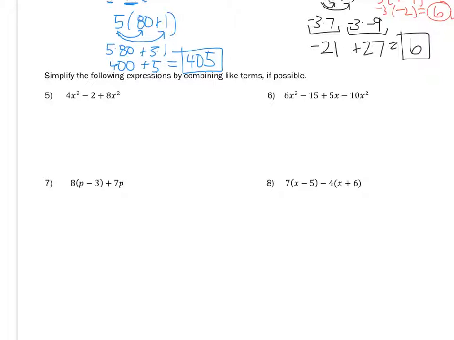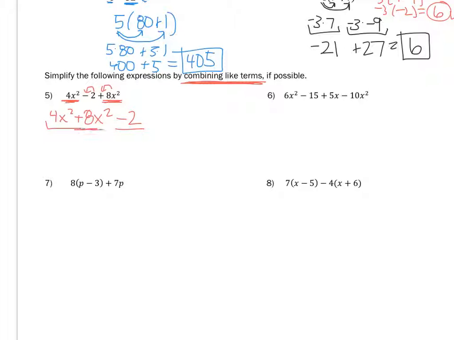So with our first one, it says by combining like terms. Remember, like terms, they have to have the same variable with the same exponent. So like number 5, here we have 4x squared and 8x squared. Those have the same variable or the same letter with the same exponent. So what you can do is you can use the associative property to move them around. So it would be 4x squared plus 8x squared. And then I'm going to rewrite my -2. Now remember, always bring the sign that's in front of it with it. So it's going to be a plus 8x squared and then a -2.